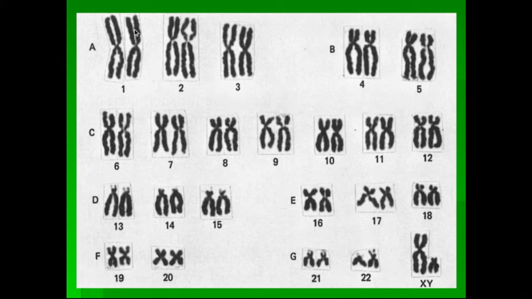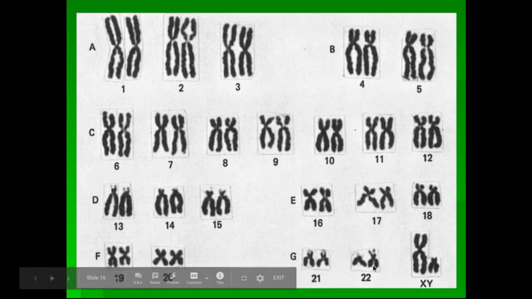Number 1 is the longest. It has the most amount of information in it. And it goes down to the smallest. So they're arranged by sizes. Notice that X is significantly larger than Y. This right here is a boy, okay, it's a male. If it was XX, 2 bigger ones like this, then it would have been a female.